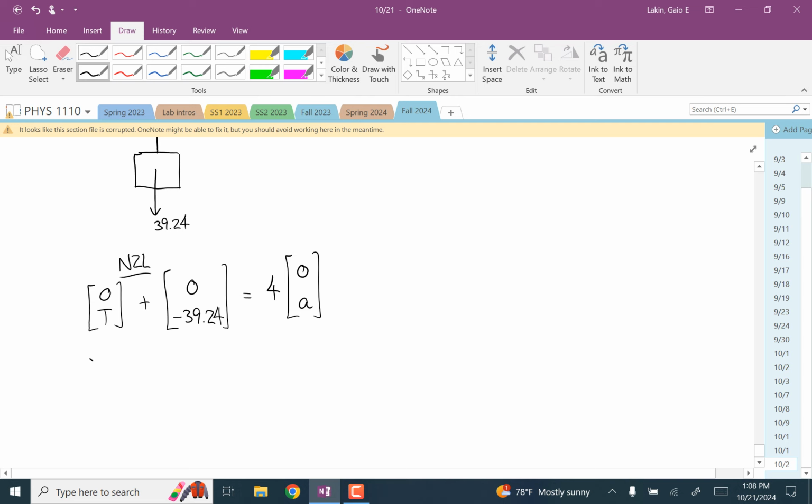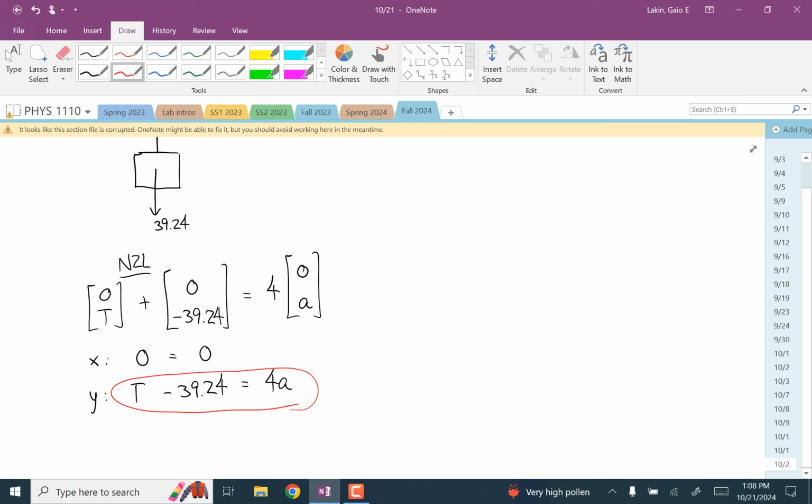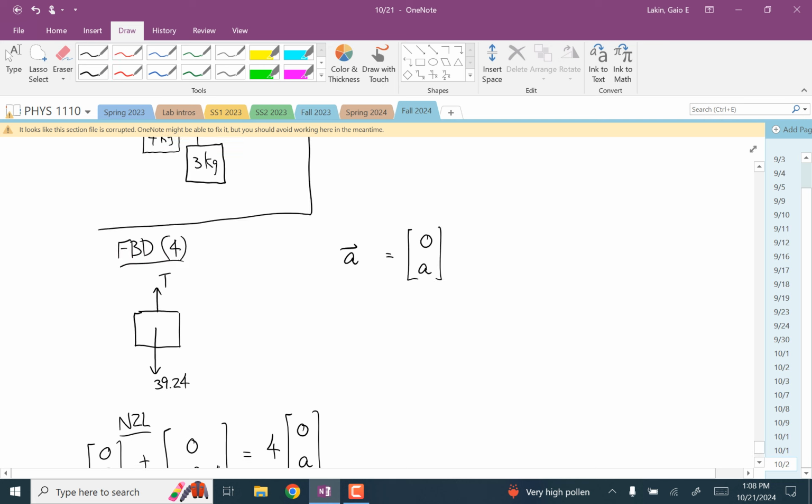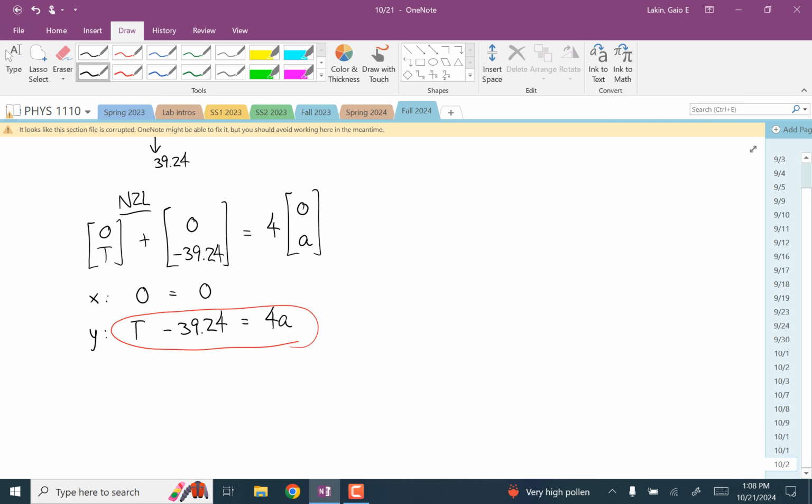Well, you can see the X equation doesn't give us anything. It just says 0 equals 0. The Y equation says T minus 39.24 is equal to 4a. We know we're not coming back for that 0 equals 0, but this one we're going to come back to, because there's 2 variables in one equation. So there's nothing you can do to solve it. So now we'll go to the 3 kilogram.